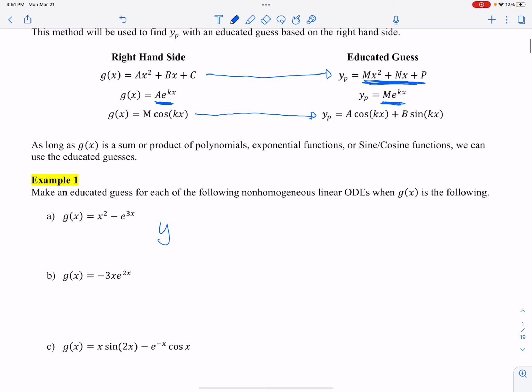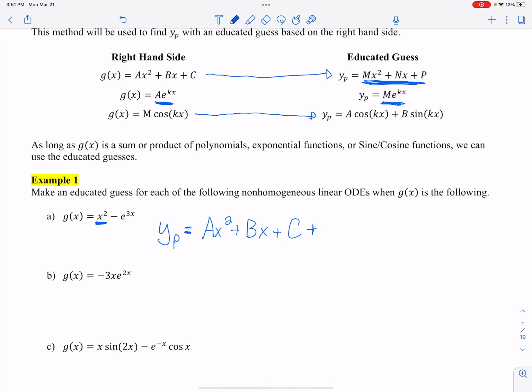So my guess for this one, and we'll call this the particular solution, is, okay, I see an x squared, so that tells me my guess should be a polynomial. So I'm going to do ax squared plus bx plus c. If it's a quadratic, I make a quadratic. If it was linear, I make linear. If it was cubic, I would make a cubic.